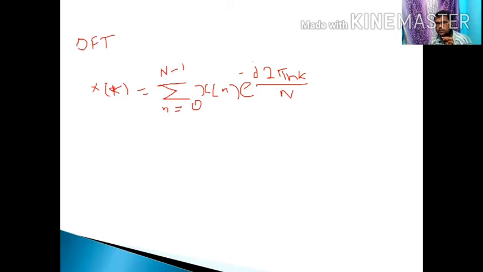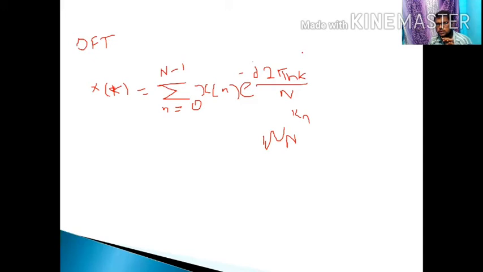So this is the conversion from time domain to frequency domain. The definition is X of k which is equal to summation n equal to 0 to N minus 1 x of n e to the power of minus j 2 pi nk by N. This e to the power of minus j 2 pi nk by N is nothing but the twiddle factor, W N power of kn.